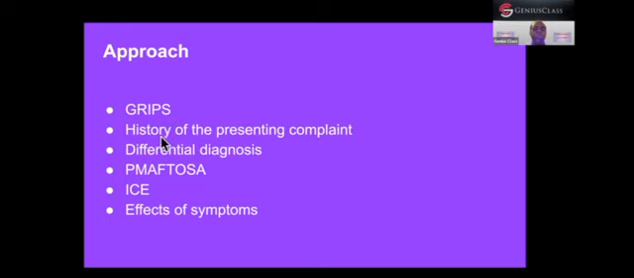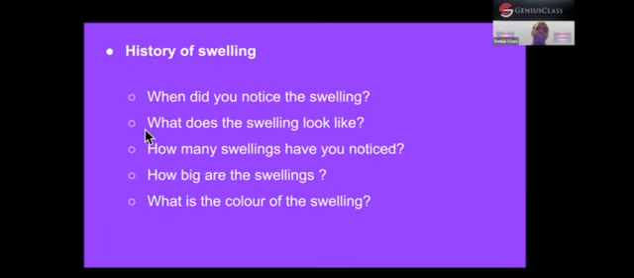So GRIPS as usual. History of the presenting complaint, which is the swelling in the private parts, the differential diagnosis of swelling in the private parts, then the PLAB of the eyes and the effects of symptoms on a patient. So let's start with the history of the swelling. We're going to ask: when did you notice the swelling? What does the swelling look like? How many swellings have you noticed? How big are the swellings? What's the color of the swellings?